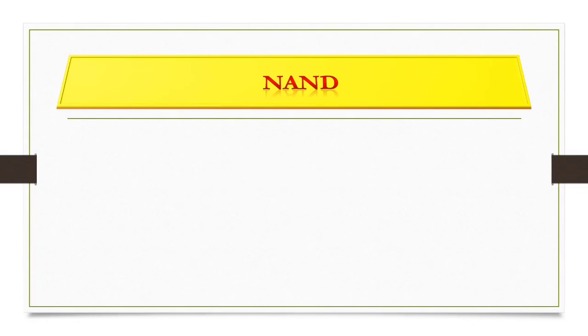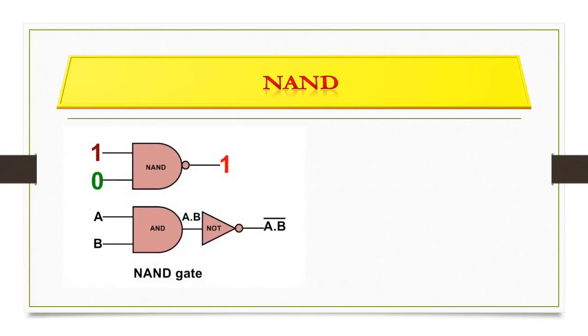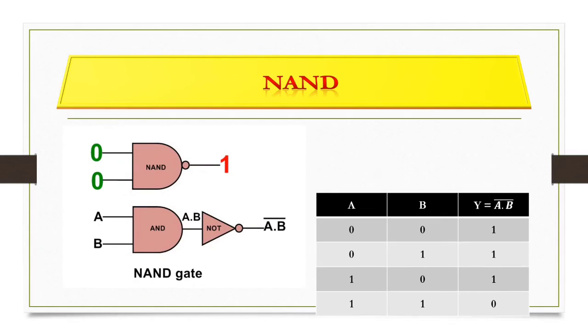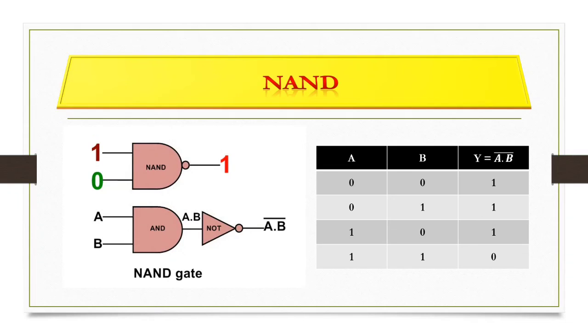Here is the NAND gate. If the output of AND gate is connected to the input of NOT gate, then the combined circuit is called NAND gate. The combined circuit, the logic symbol and the truth table are shown. If the input is 0, the output is the inversion of AND gate, that is 1. If all the inputs of the NAND gate are 1, the output will be 0.